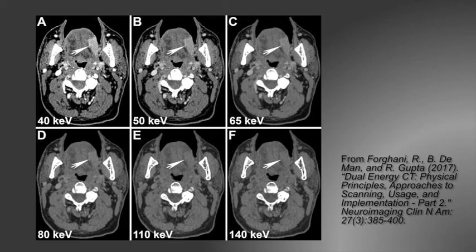This progressively decreases with increasing VMI energy, a qualitative correlate for what I showed you earlier using the spectral Hounsfield unit attenuation curve. At the highest energy, which is 140 kV, the scan essentially starts to resemble a virtual unenhanced neck CT.